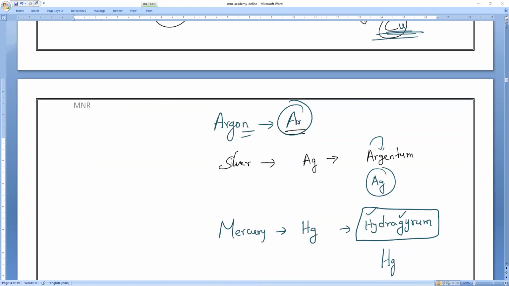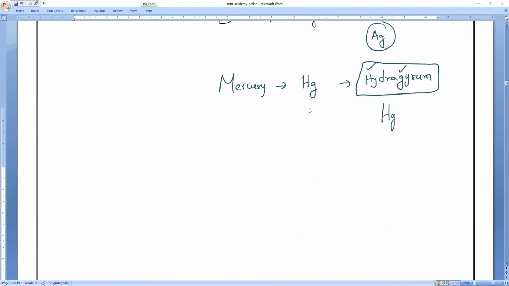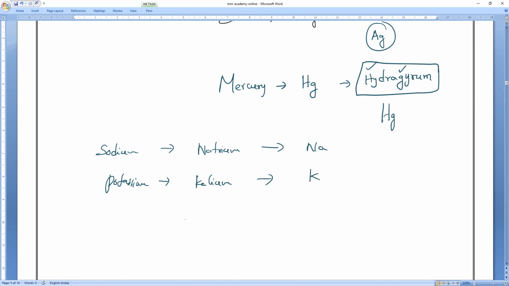Now, if you want Latin names, I mentioned many elements. If you want, you can learn. Starting with sodium: what is the Latin name of sodium, everybody? Natrium. Sodium is natrium, symbol Na. Potassium is kalium, symbol K. Iron is ferrum, Fe. Copper is cuprum.